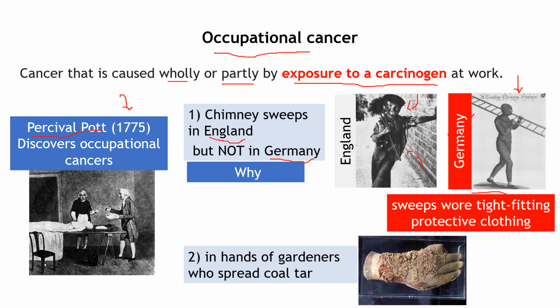And the same thing happened with gardeners. When they used to spread coal tar, it was done without gloves. Now just buying gloves makes a huge difference. Before, gardeners used to develop cancer in their hands. Now either some of those chemicals have been forbidden, or the use of protective equipment has been established as a rule in case some of those things are carcinogenic.